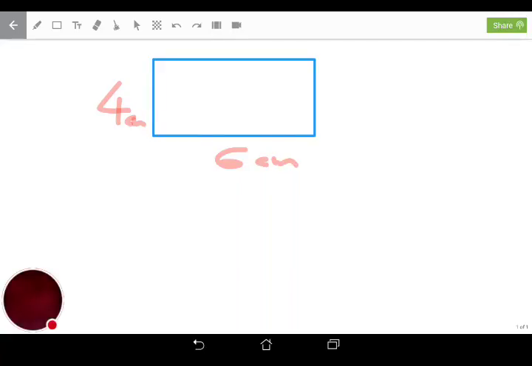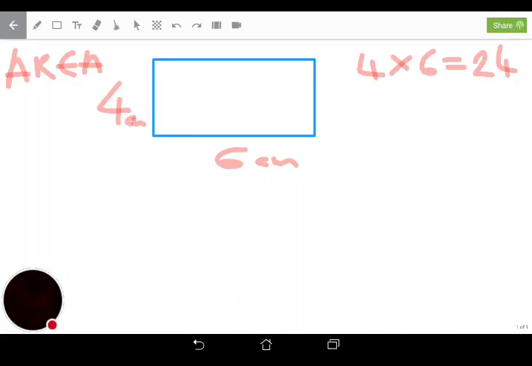Now when we're finding area, what we do is we times the amount. So you take the two lengths that you've got and go 4 times 6 equals 24. And the unit of measurement this time goes from being centimetres into what's known as centimetre square.